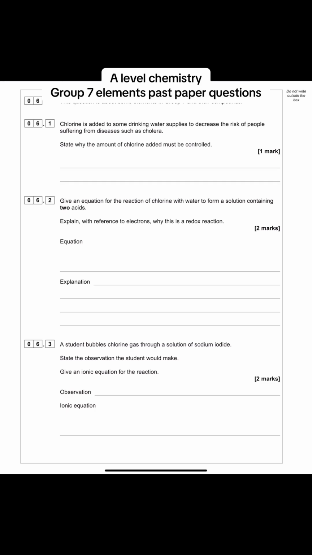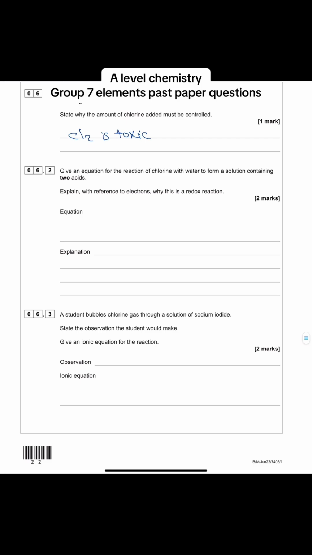The first question again is about chlorine, where chlorine is added to drinking water supplies to decrease the risk of people suffering from disease such as cholera. State why the amount of chlorine added must be controlled. We know that chlorine is poisonous, or is toxic, so we have to control the amount of chlorine. So you simply can say chlorine is toxic, and that should get you the mark.